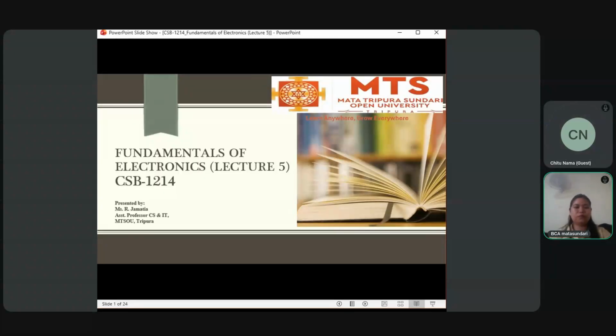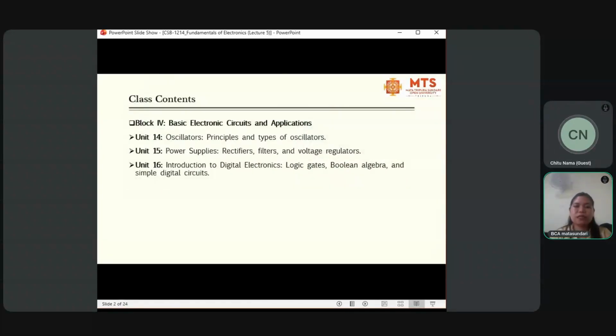For Fundamentals of Electronics, it will be our lecture 5. Today's class content will be Block 4, basic electronic circuits and applications. Under this we have units 14, 15 and 16. So three units. This will be our last class for this subject as well.